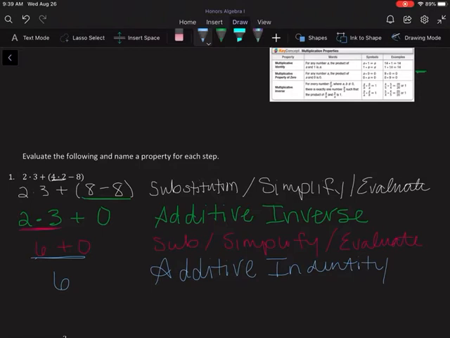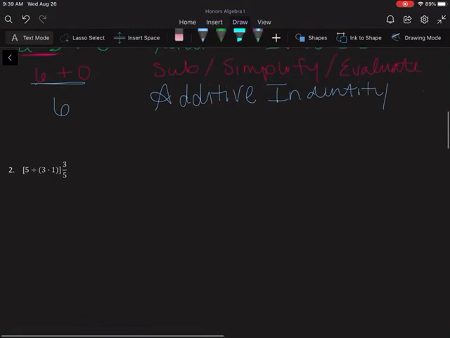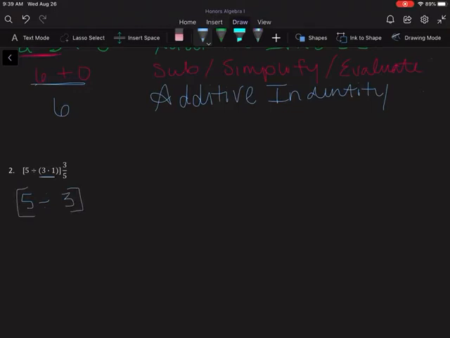So again, we know how to evaluate these already by order of operations, but we need to know these specific properties. All right, so let's go to the next one. First thing we need to do is we need to evaluate this. So we have 5 divided by 3. So we multiplied 3 by 1 and got the same number, right? So we say that's the multiplicative, and the MULT is fine with me. That's a multiplicative identity.